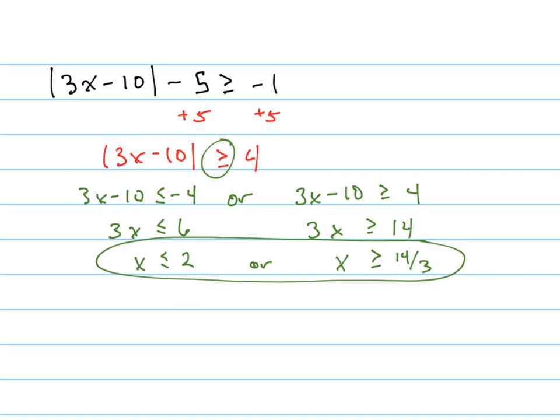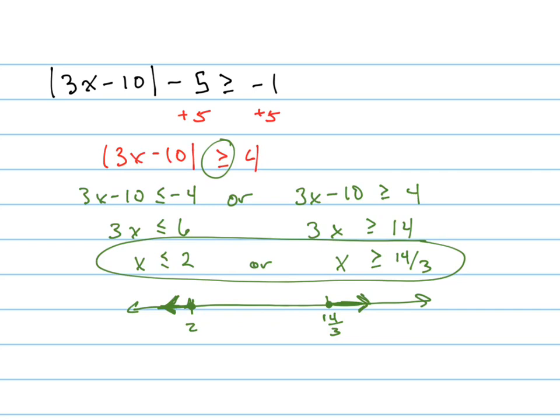Now if you write it in interval notation, notice it's saying that x is less than or equal to 2. Well, first of all, you can draw the grid to help you. So it's going to be a filled in dot, and it's going to go left. And then over here, 14/3 is 4 2/3. 3 times 4 is 12. So between 4 and 5 is where it's going to be, and it's going to go to the right.